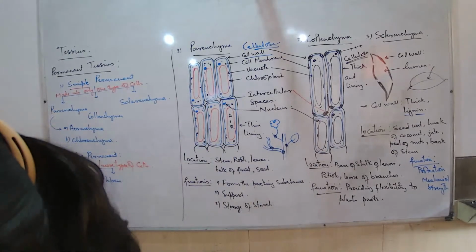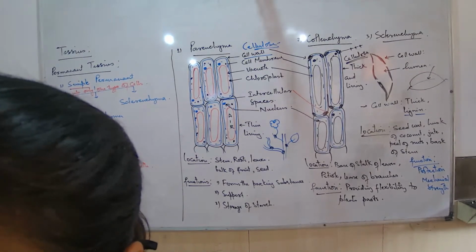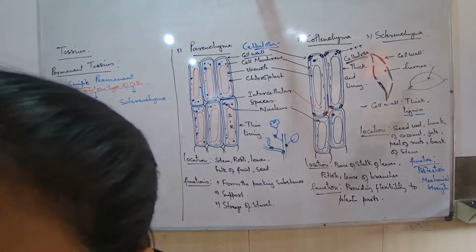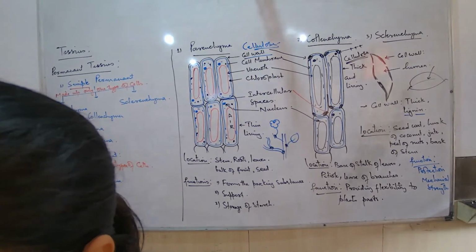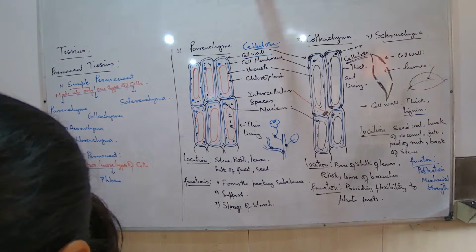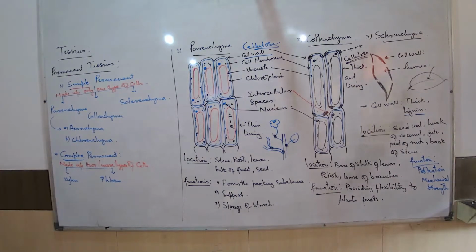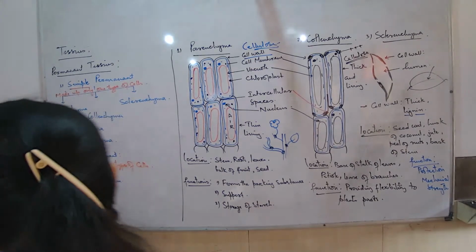Let's go, fast. The first question: write three differences between parenchyma and collenchyma. Quickly make a table. Check the spelling, parenchyma and collenchyma. What will we write as the first point? What will be the first difference?